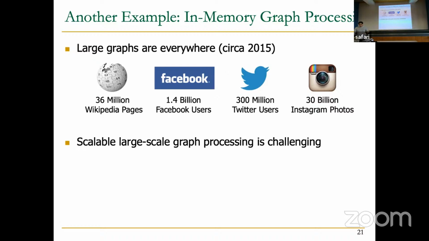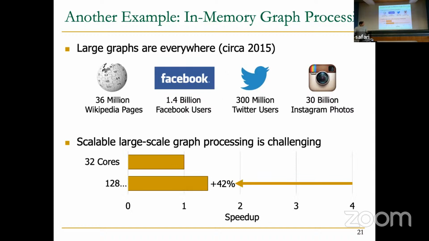And when it comes to processing these large-scale graphs, we have serious performance scaling issues. Here you can see, for motivation, how the performance of some graph processing algorithms compares when using 32 cores or when using 128 cores in a system. Observe that the performance improvement, the speedup, is only 42%, while we are using 4 times more cores, right?